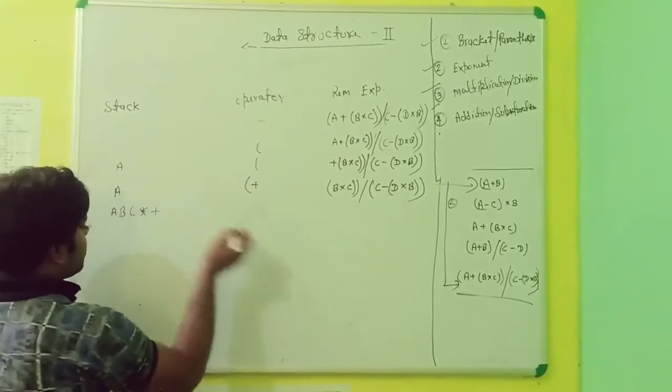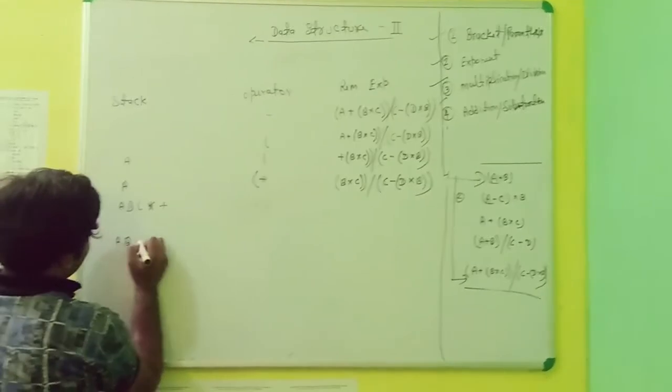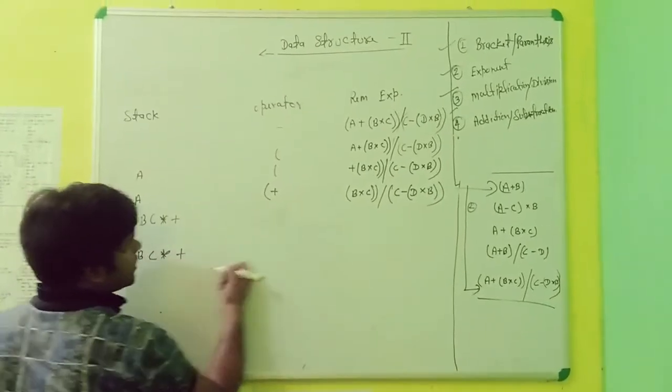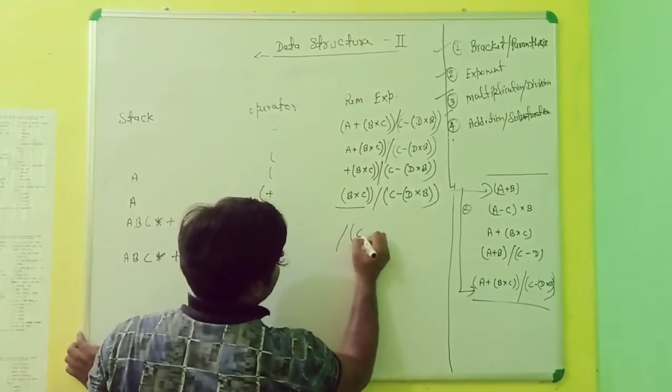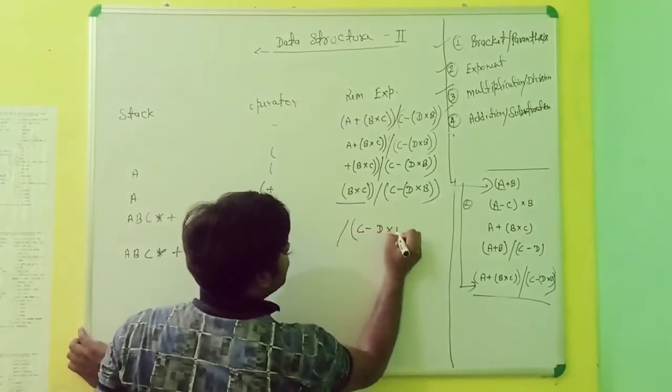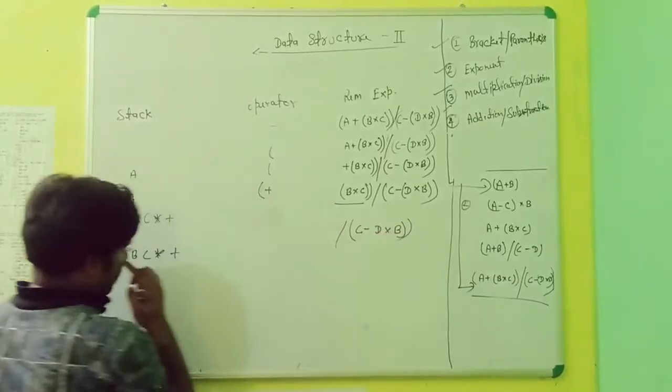After that, what is the next expression? A, B, C into plus. After that, what remains here? Here remains divided by small bracket C minus D into B 2 times close. After that, C again.